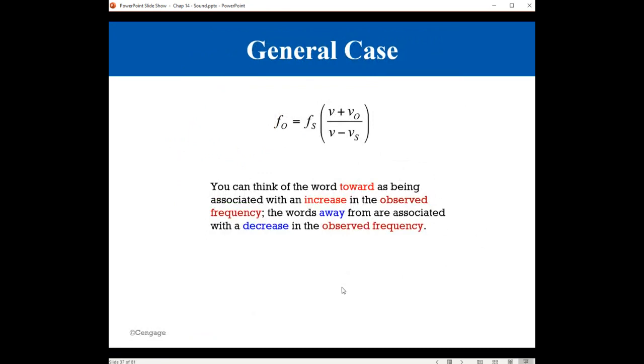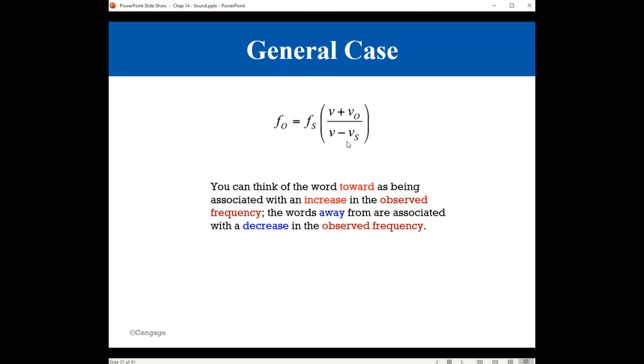In general, we may use this equation for various scenarios, for various cases. The observed frequency is equal to the source frequency multiplied by v plus v naught divided by v minus vs. V is the speed of sound, v naught is the velocity of the observer, vs is the velocity of the source. If the observer is not moving, just substitute 0. If the source is not moving, just substitute 0.